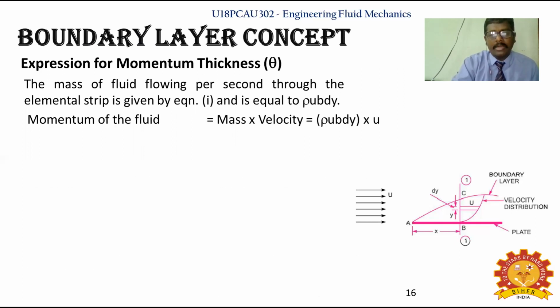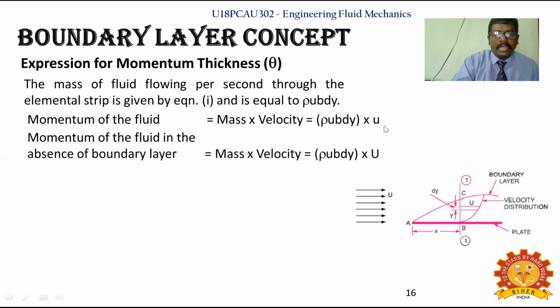So the momentum of the fluid is what? Mass into velocity. Now you are considering momentum, that is the difference from the previous theory. Momentum will be mv. In engineering mechanics itself you had seen mv is momentum. That is mass into velocity. So the mass value we had already found. Now you are multiplying it with a velocity u.